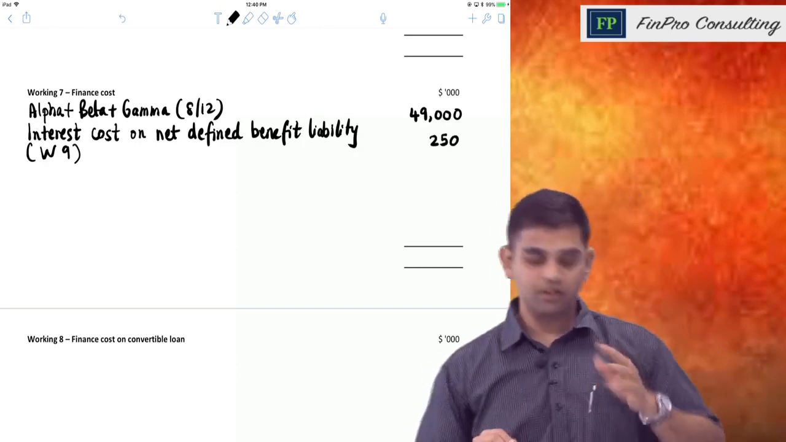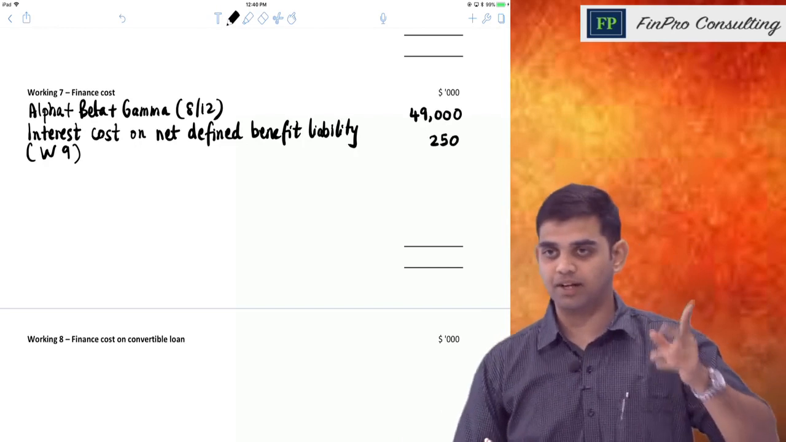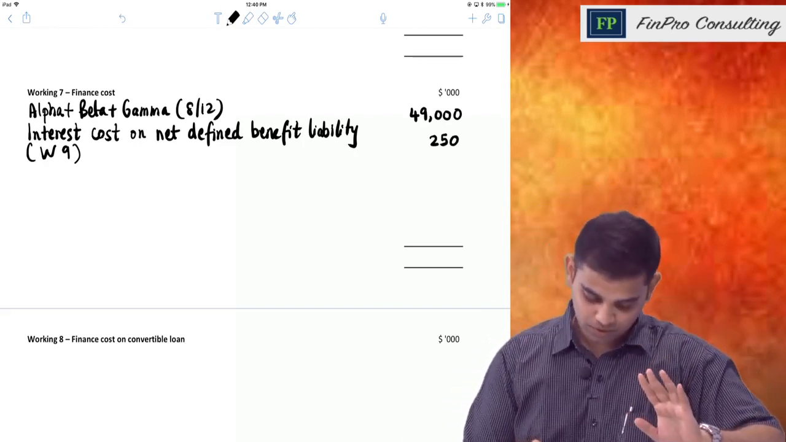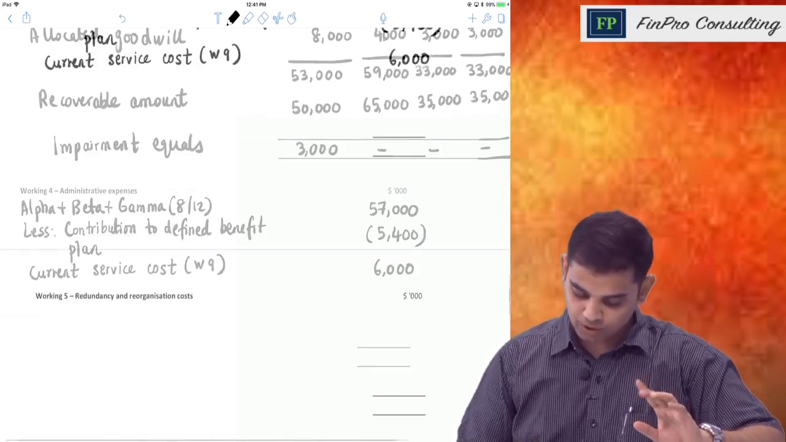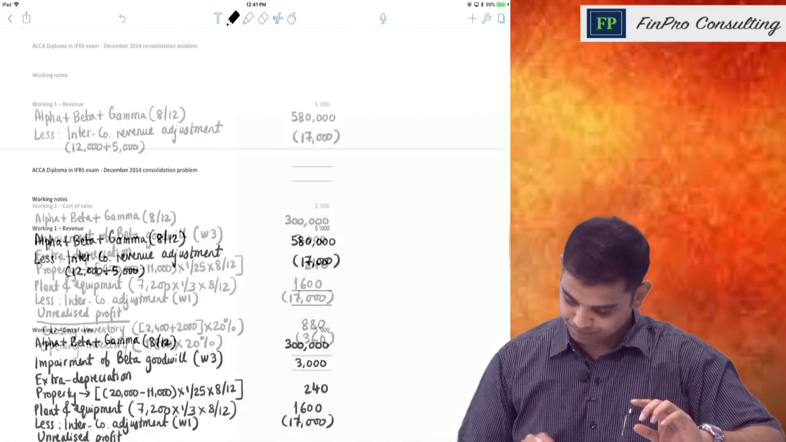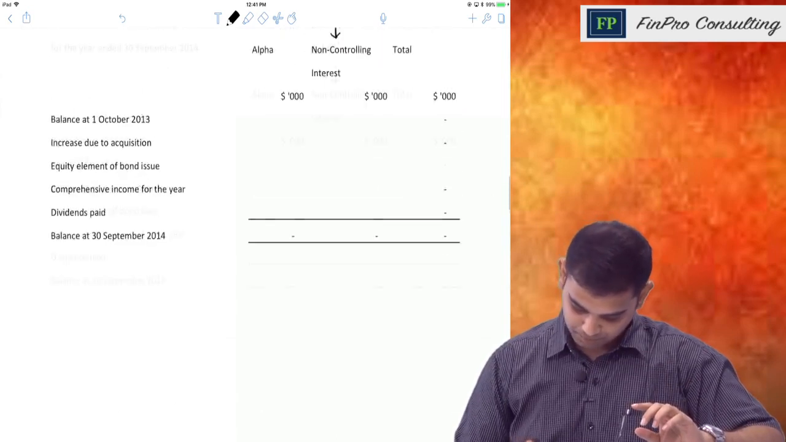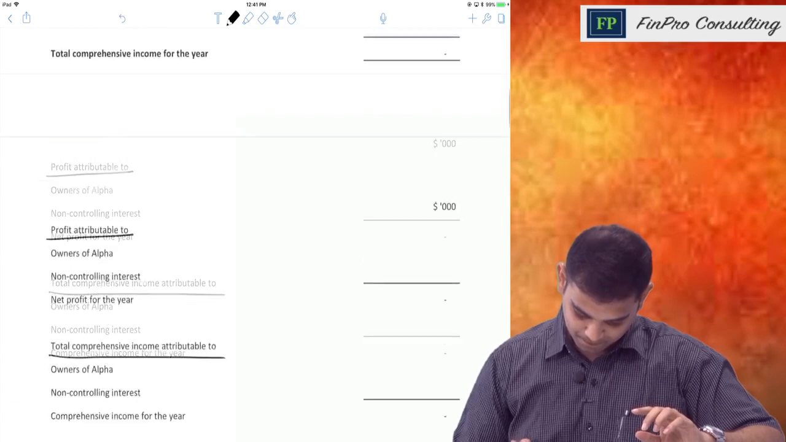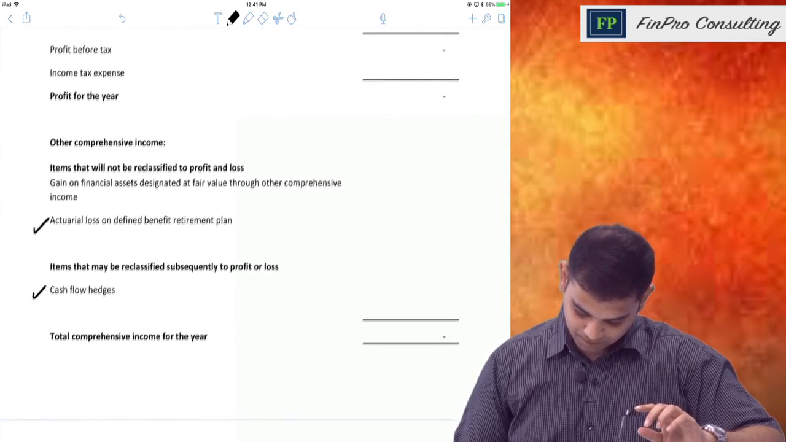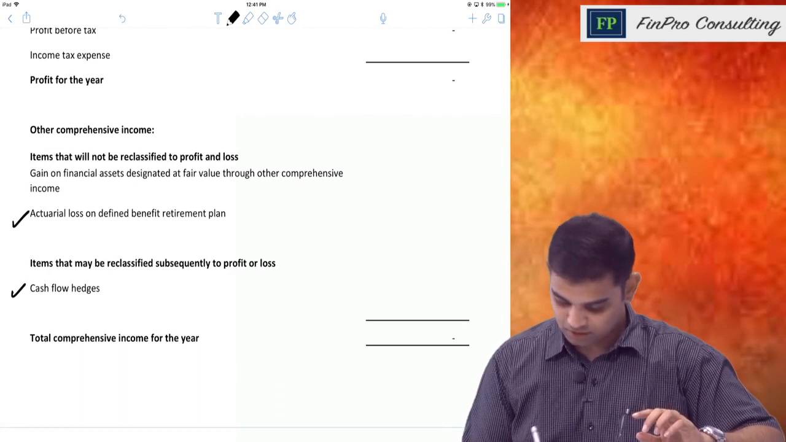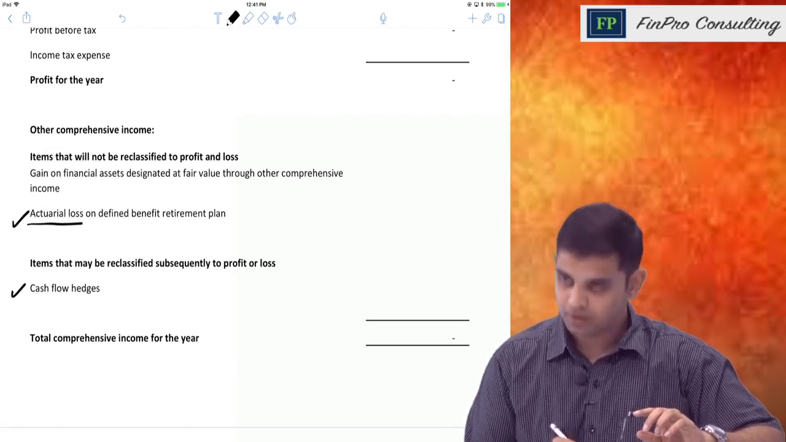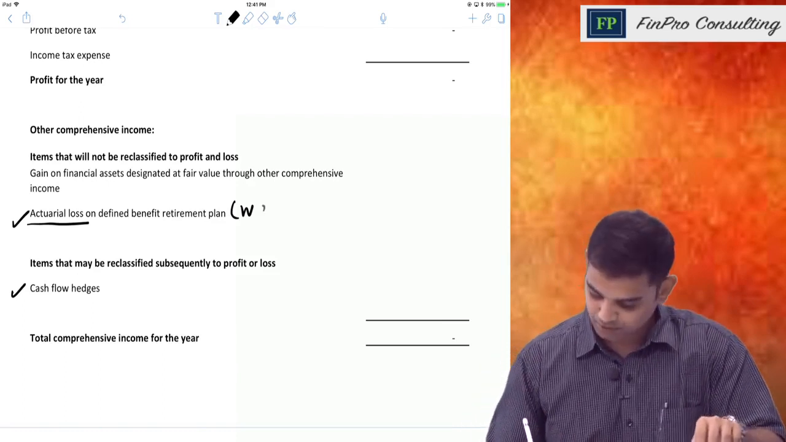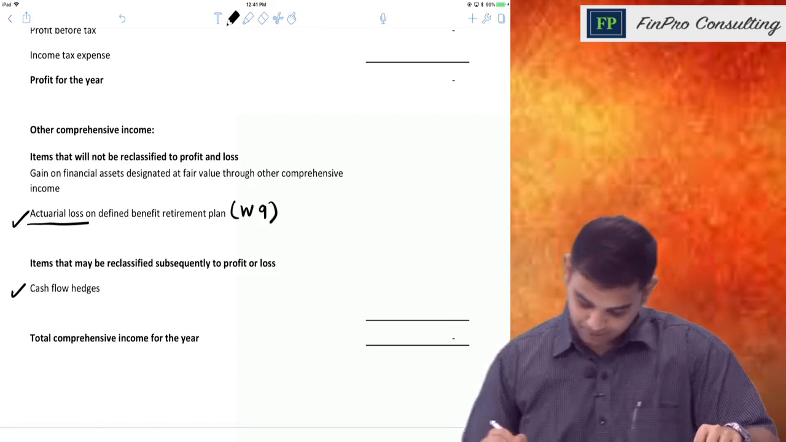So two elements given. Now third element is remeasurements. That is actuarial gain loss. That will directly go to OCI. No need to prepare a working note. So directly go to the main answer. This is what I am referring to. This is coming from working note number 9. And amount is 150, right?